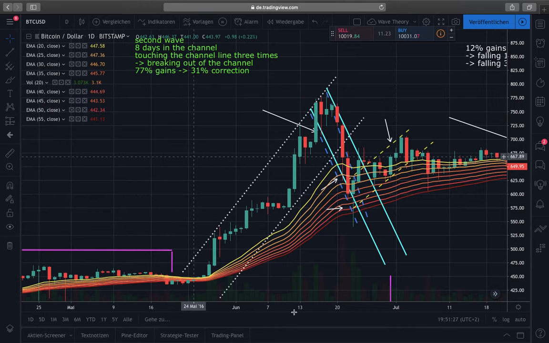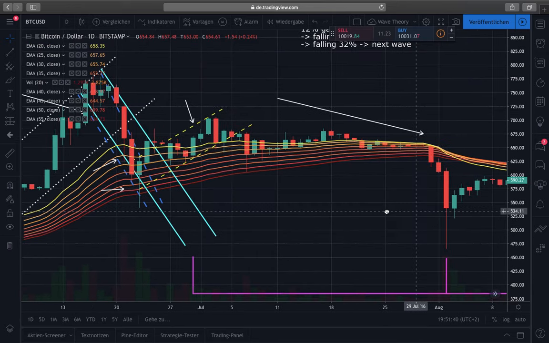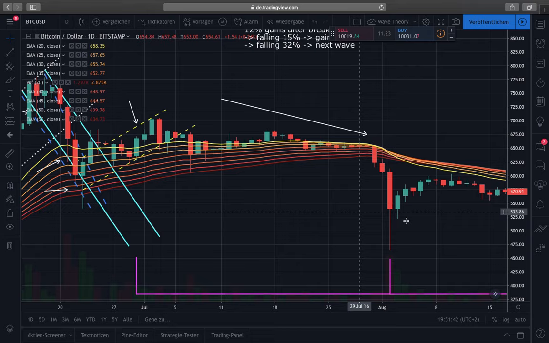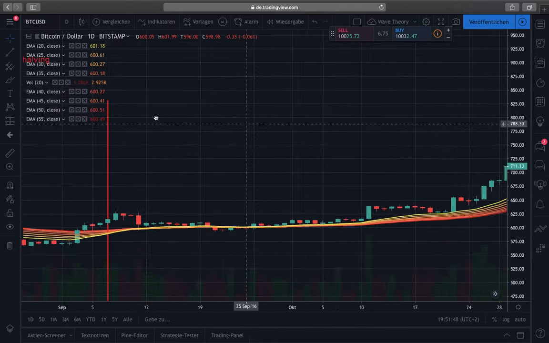So this is the second wave, and once again, as you can see, we are below the ribbon, then we move up, and we break the main trend line. When we are above the ribbon, then we fall back down, and as you can see, again, the point where we fall below this ribbon. So very important, and as you can see, always recurring similarities.